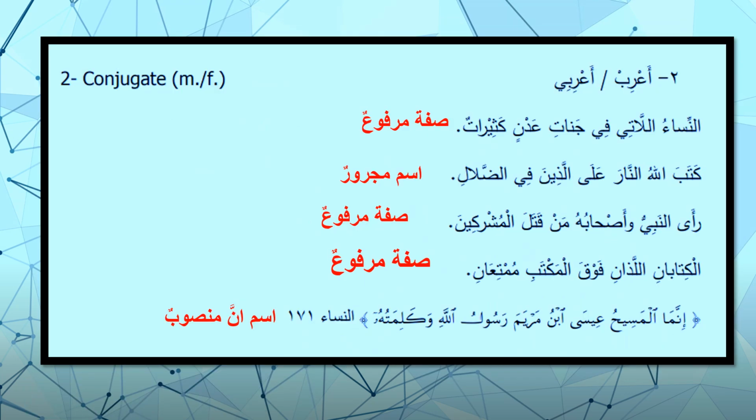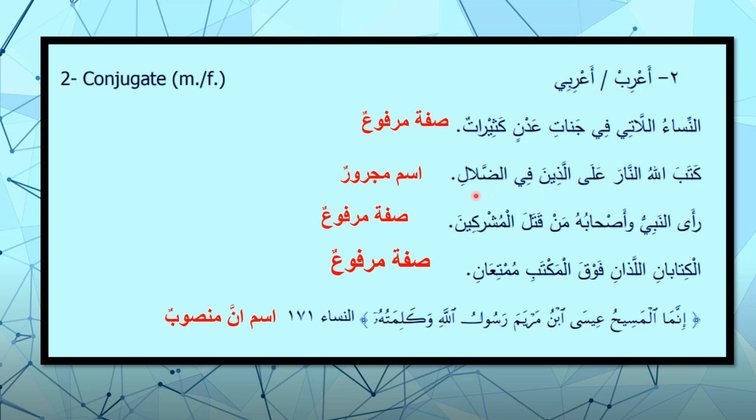Now let's check the i'rab here. An-nisa'u allati. So the first trick, if there is a noun, without any thinking, it's the sifa. Whatever the i'rab of nisa' is, the i'rab of allati is the same. So it's sifa marfu. Kataba Allahu an-nara ala alladhina. So if there is a harf jar, without any thinking, the position of alladhina is majroor.